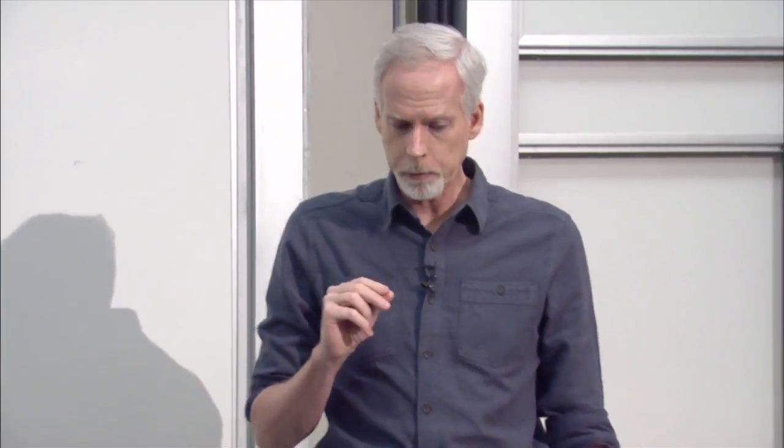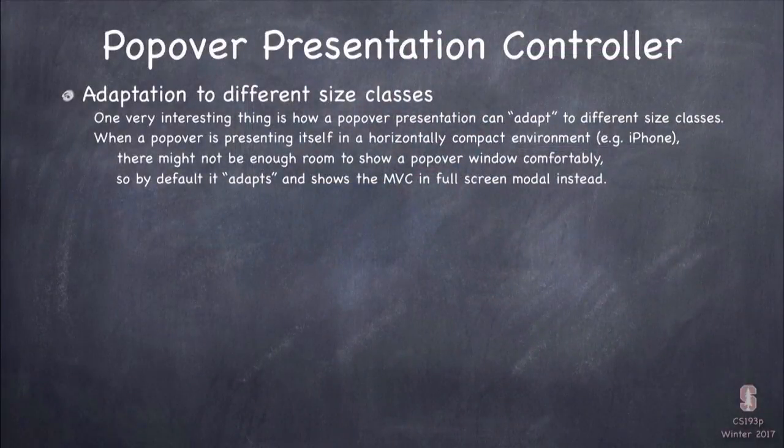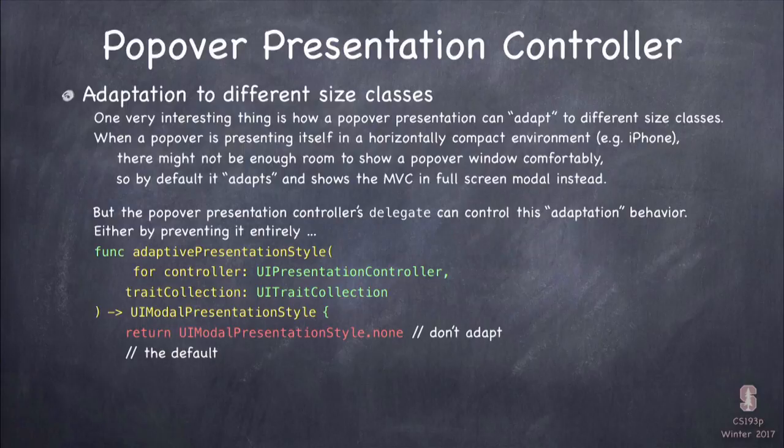And as I said before, the system will automatically adapt to the fact that you're in a horizontally compact environment, and it will make it full screen instead. But via this delegate, this popover presentation controller delegate, you can control that adaptation behavior. You can prevent it, you can modify it. So let's talk a little bit about how that works. So this adaptation to the size classes, let's just look at the code right out of the bat.